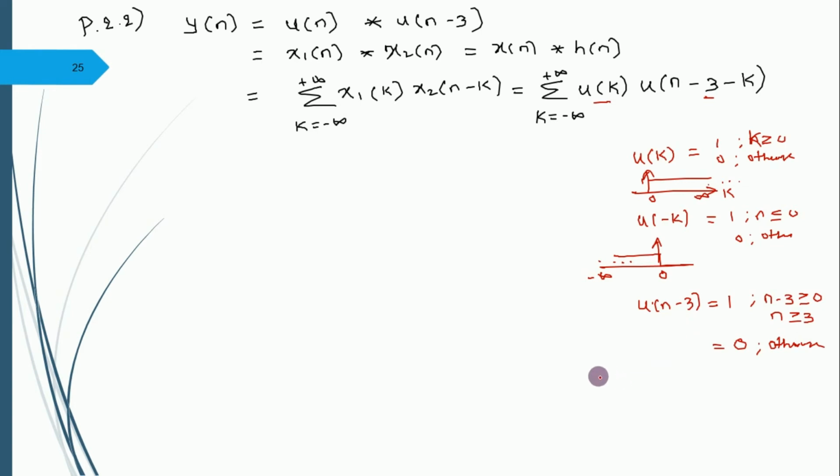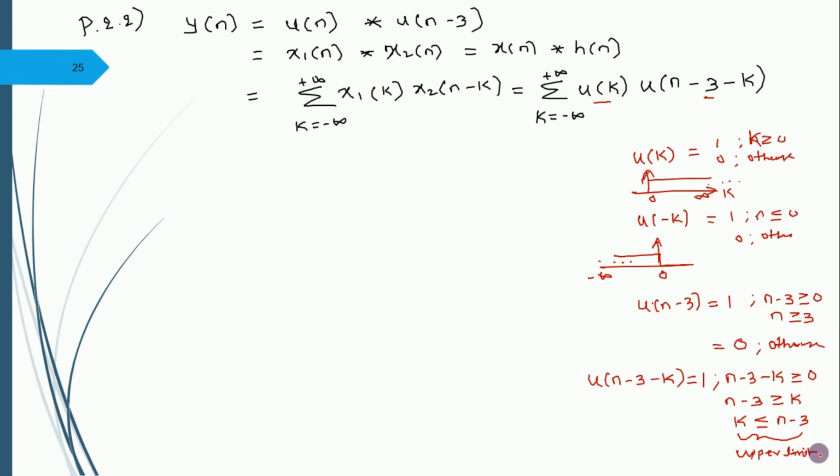U of n minus 3. Now what I'm doing is taking this u of n minus 3 minus k. Why am I taking this? Because I have that equation here. This is 1 for n minus 3 minus k greater than or equal to 0. Now I'm finding the limits for k. n minus 3 greater than or equal to k, or else k can be written as k less than or equal to n minus 3. This is the upper limit.